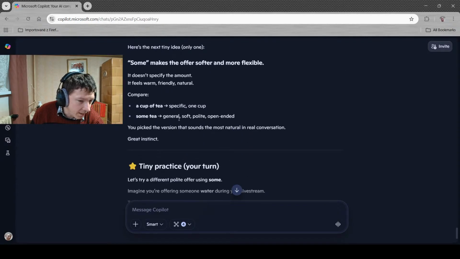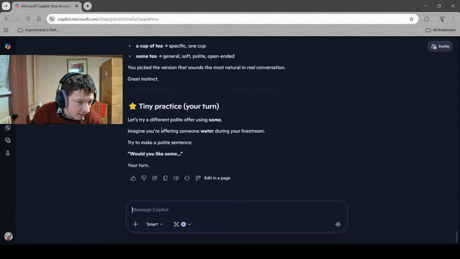A cup of tea, specific one cup. Some tea, general, soft, polite, open-ended. You pick the version that sounds the most natural in real conversation. Great instinct. Tiny practice, your turn. Let's try a different polite offer using some. Imagine you're offering someone water during your live stream. Try to make a polite sentence. Would you like some?